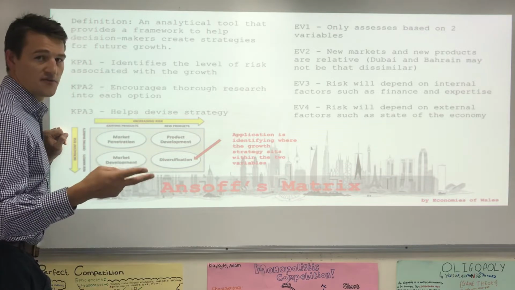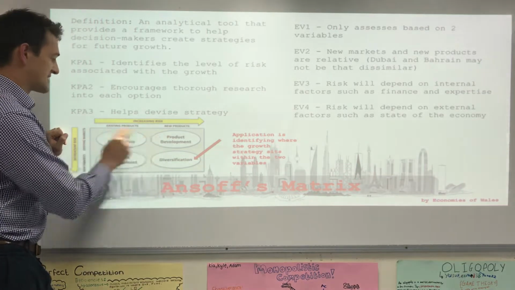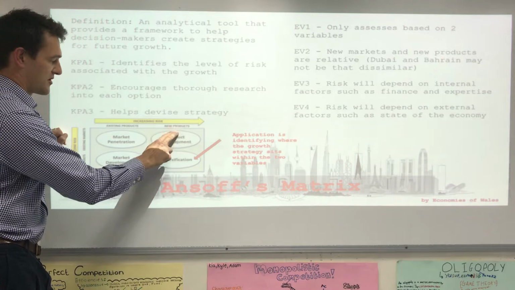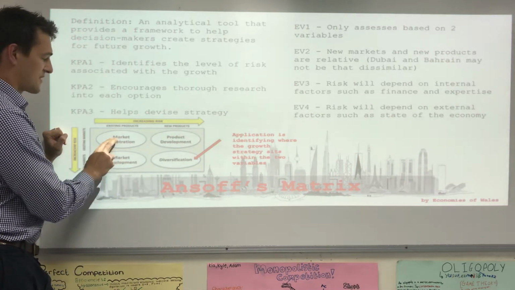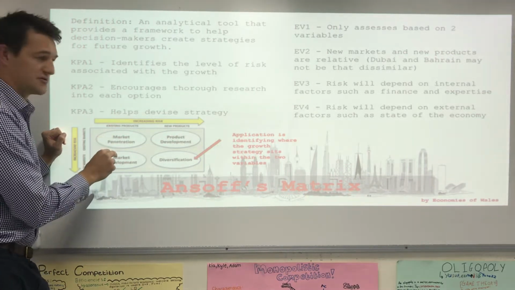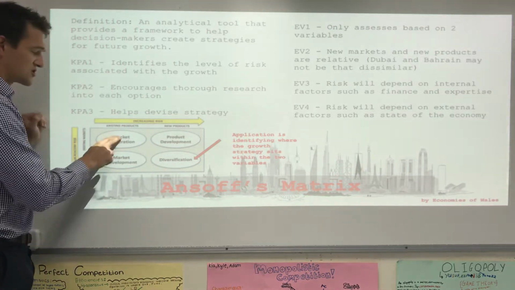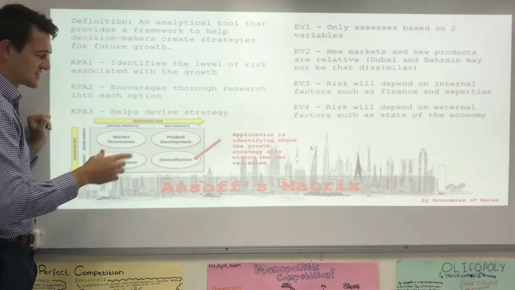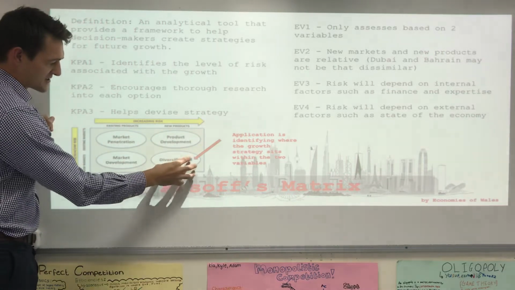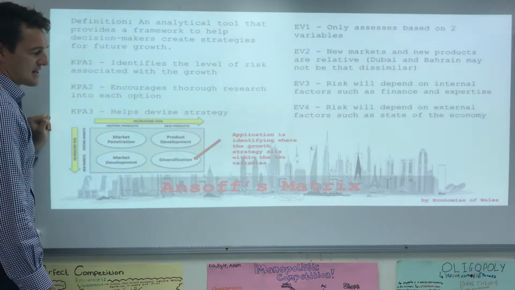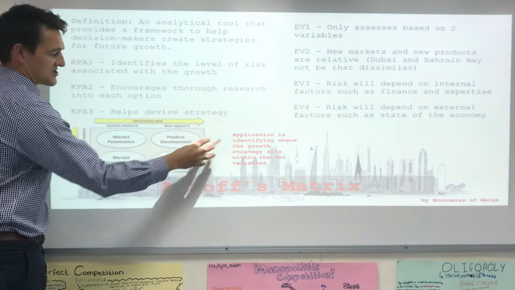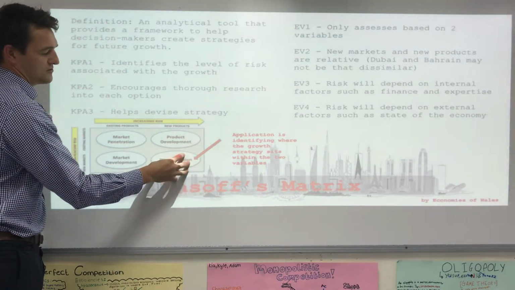So there's two unknown variables. New and existing, that's one unknown variable. New product, one unknown variable. Market penetration, two known variables. And this is why this model will actually show us how risky a growth strategy is. Two known variables, we can say it's less risk. Two unknown variables, this corner here, that's definitely the highest risk strategy. So application is actually identifying where on the tool that fits in.